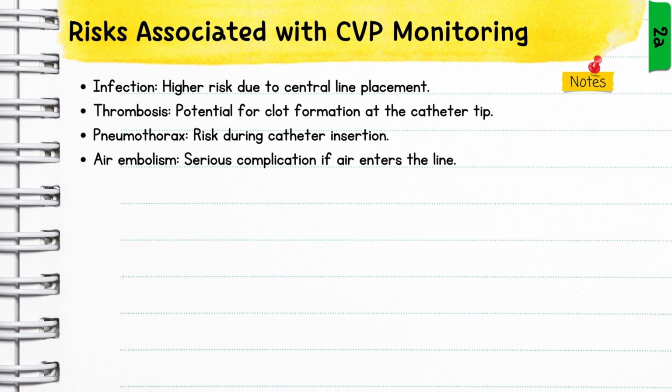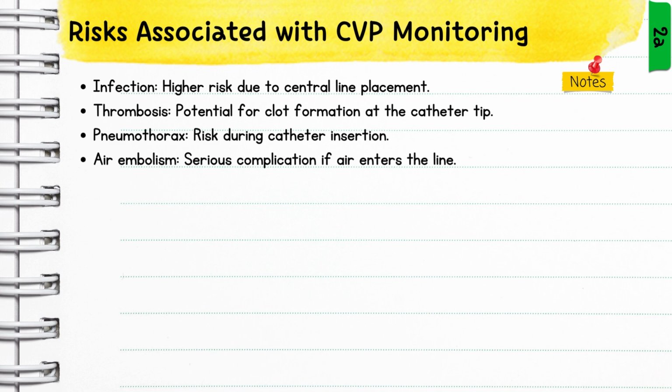Infection is always going to be one of those due to it just being in the central line. So every time you hook up to a central line, you want to make sure that you're aseptic and clean, because we don't want to introduce any pathogens into the bloodstream. There's always a risk for thrombosis or clot formation, which can occur at the catheter tip. And it can also potentially obstruct the vein and lead to an embolism in the body. And we don't want that.